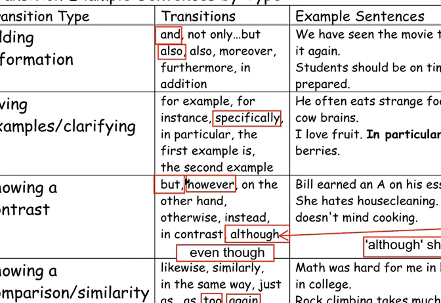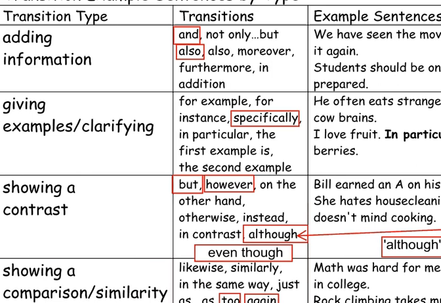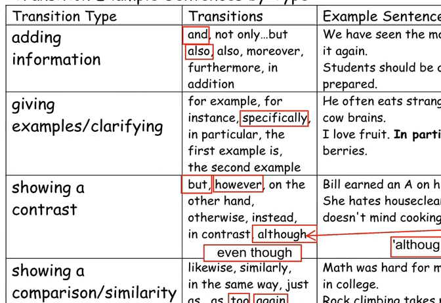The second meaning here is used for giving examples. Normally these come all at the beginning of the sentence, except sometimes specifically might be used in the middle of a sentence as kind of an adverb. He specifically likes chocolate. He likes chocolate specifically. Since it's an adverb, it can move around, but the other ones cannot. They have to be at the beginning.